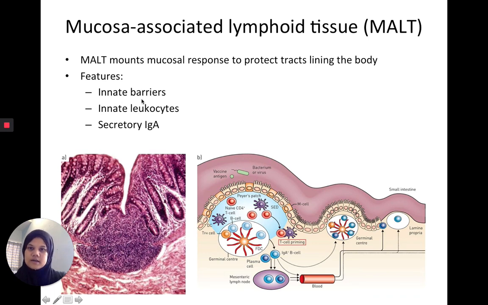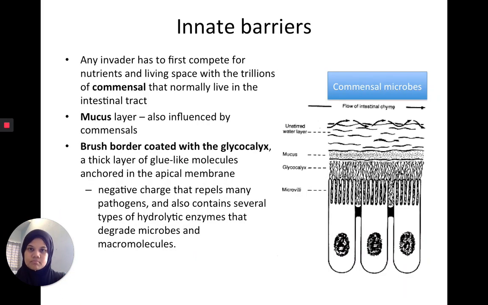And the main features are some structural or innate barriers, and then you've got the cells there, the innate leukocytes present there. And for mucosal tissues, the secretory IgA plays a very important role as part of the immune response. So the innate barriers first. We don't think about it that way, but actually a lot of the microbiota, the commensal organisms that live within our tracts, are the first line of defense for us, because as long as they're there, any pathogens from the outside will struggle to even find space to enter. So as long as they're there, they constitute the first barrier.